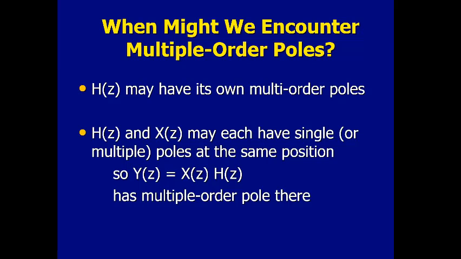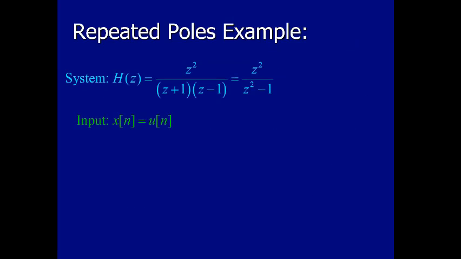In the z domain, that happens when my H of z has a pole at some location, and the X of z, the Z transform of the input signal, has a pole at that same position. So when I put them together to make Y of z, I end up with a repeated pole. So here's an example of that.